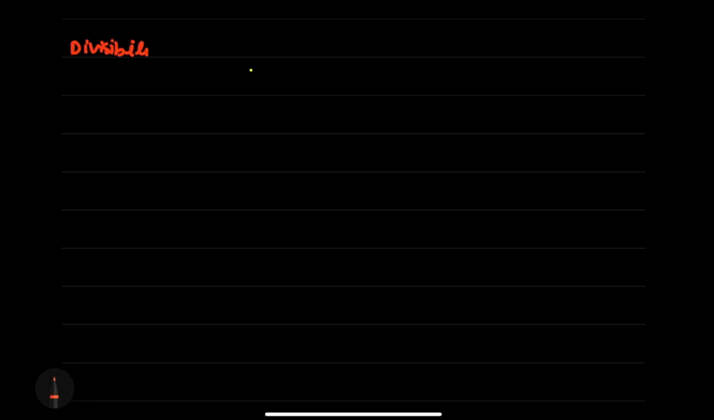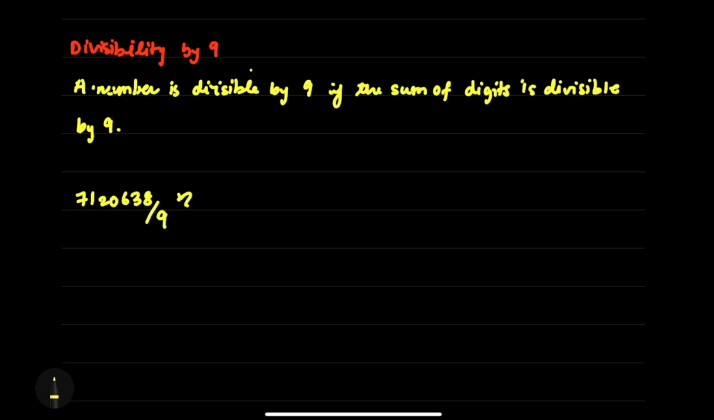Let's finally recap the divisibility by 9. It says that if a number needs to be divisible by 9, the sum of its digits should be divisible by 9. It is very similar to the divisibility test of 3. So let's get started. Let's check whether this is divisible by 9. The sum of the digits comes out to be 27, which is again divisible by 9, and therefore this whole number is divisible by 9.